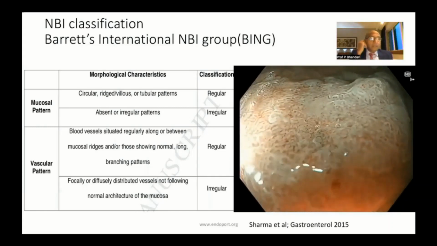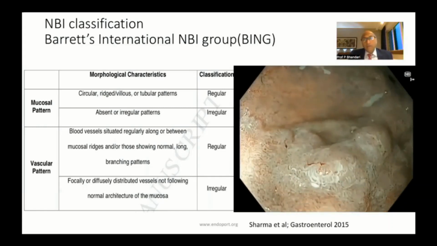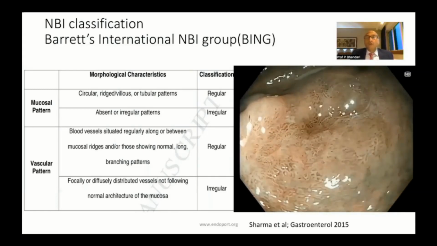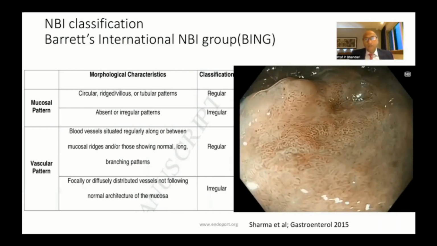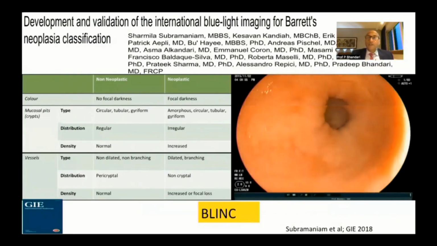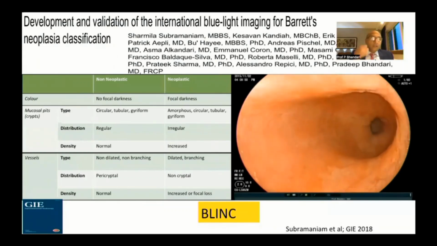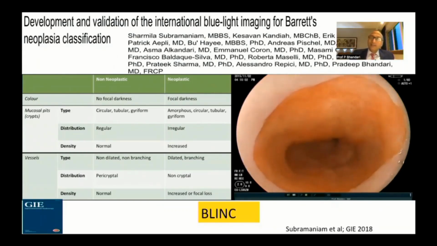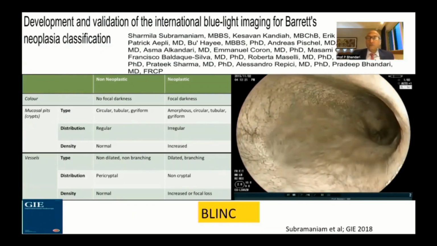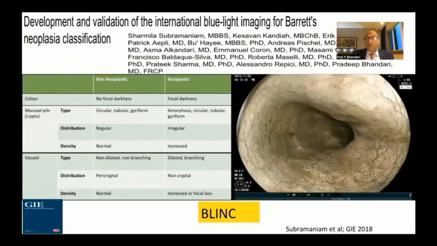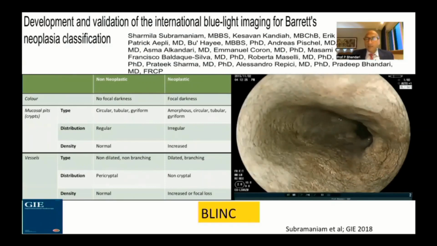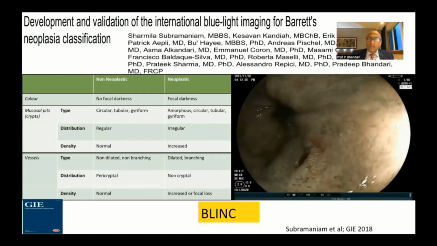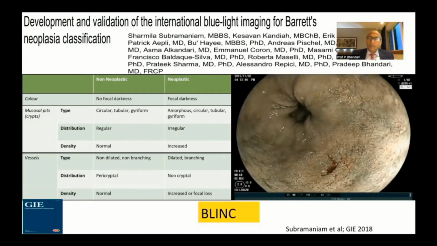And Prateek Sharma's group produced this very simple NBI classification, which you can use to detect these kind of lesions. You can use BLI and use this BLINK classification, which we published a few years ago. You see on white light, Barrett's does not show any problem at all. When we switch over to BLI, again, it's difficult, but if you evaluate carefully, you see this slight area of vascularity with a little bit of oozing.